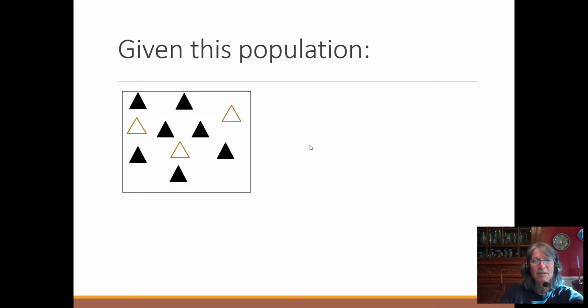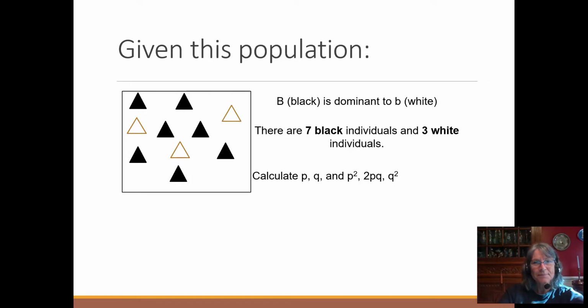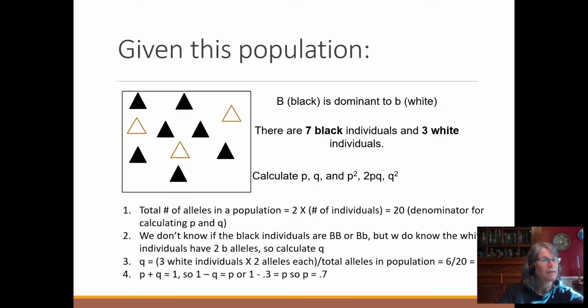Right, here's my population: 7 black individuals, 3 white individuals. The capital B allele, as the black is dominant to white. And so how will I go about calculating my p, q, p squared, 2pq, q squared? Right, the total number of alleles in the population is 2 times the number of individuals. I have 10 individuals, so I have 20 alleles.